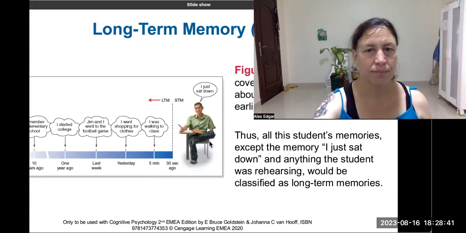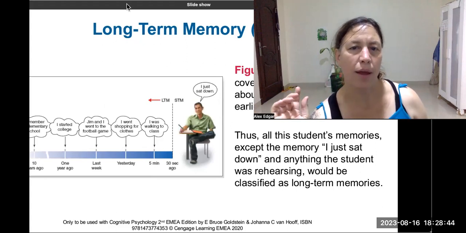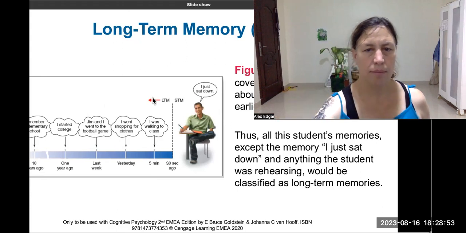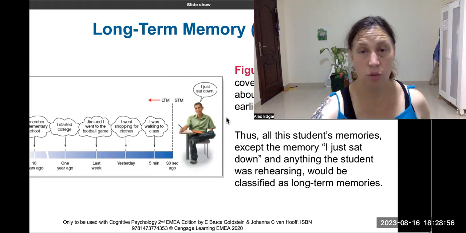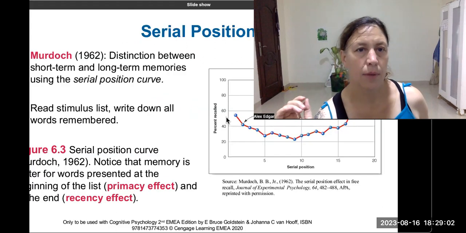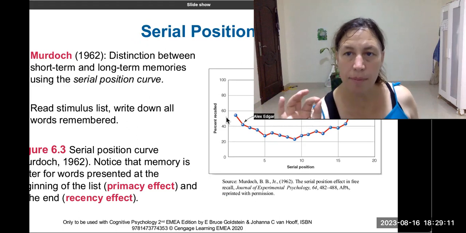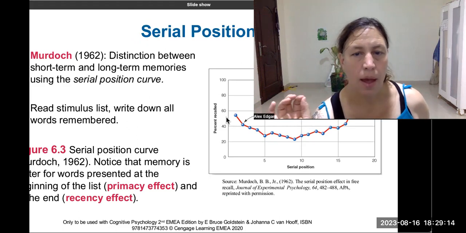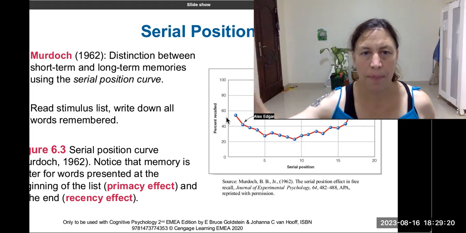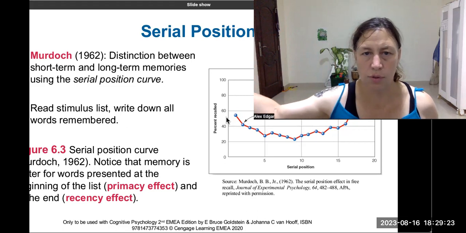Long-term memory covers a span that stretches from about 30 seconds ago to your very earliest memories, all classified as long-term memory. Shorter than those 30 seconds is short-term memory. You can distinguish between short-term and long-term memories using the serial position curve. Now, this means exactly what it says. There is a series of positions in time, and there's the percentage recalled.